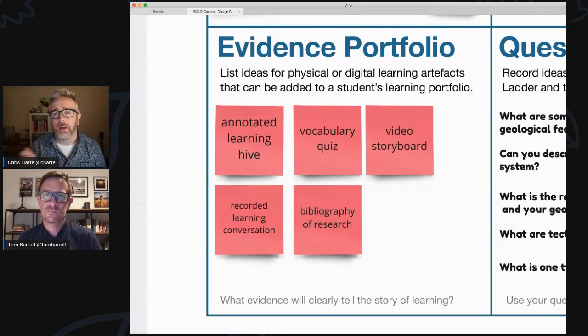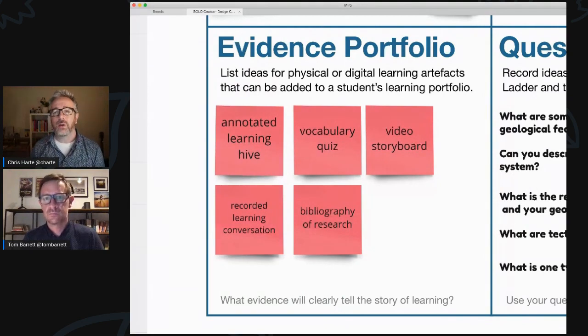to make sure that we have backups. And so, for example, we might have an annotated learning hive. So I might give them, thinking right back to the start of this course where we gave you the learning hive for today, I might actually give them a learning hive right at the beginning of this and say to them, as we're going through this learning, I want you to annotate it and put your notes on it so we can kind of see your burgeoning understanding. I might give them a vocabulary quiz. There's nothing wrong with giving a vocabulary quiz as a way to get some data. I might want them to make a video storyboard. I might actually record a learning conversation.